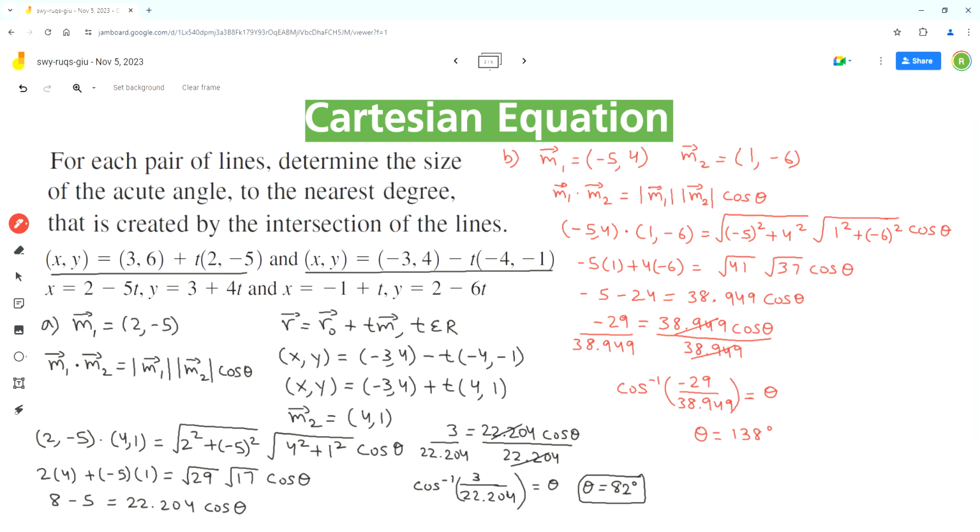Now 138 degrees is an obtuse angle because its measure is between 90 degrees and 180 degrees, and we need to find the acute angle between the lines. And for that we should subtract 138 degrees from 180 degrees, which is equal to 42 degrees. So that means the acute angle between the lines is 42 degrees. So this should be the final answer for the second pair of lines. So these are the steps you have to keep in mind to solve a problem like this one.